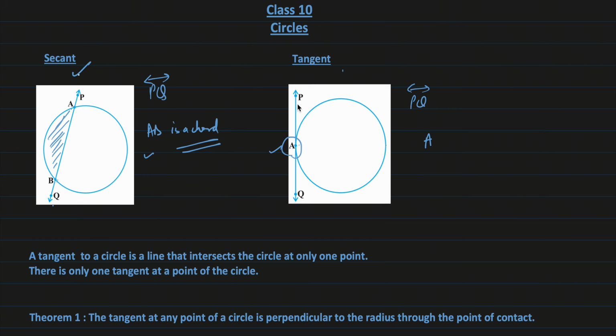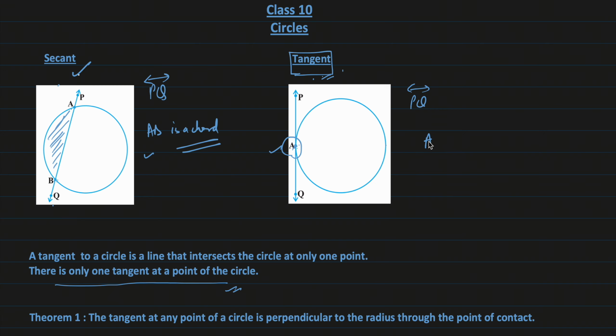Whereas the line which is touching the circle only at one point, we call a tangent. This tangent is touching the circle only at one point, and at one point we can only draw one tangent. There is only one tangent at a point of the circle. Okay students, I hope this point is clear, what is a secant and what is a tangent. We can also say that a tangent is a special secant, where these two points A and B coincide and change into one single point A.